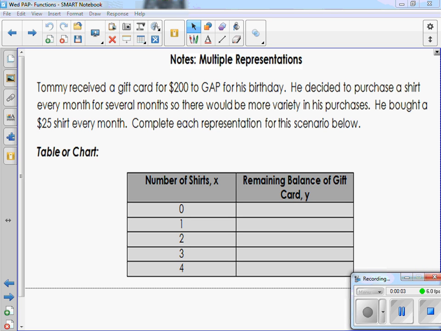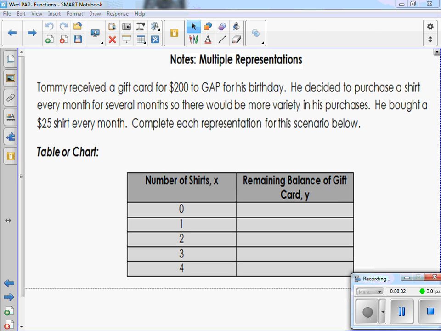All right, this is a video to review multiple representations as well as incorporate a few new concepts that we're going to be covering this 6 weeks. So the first problem gives us in words the problem situation, and it says Tommy received a gift card for $200 to Gap for his birthday. He decided to purchase a shirt every month for several months, so there would be more variety in his purchases. He bought a $25 shirt every month.